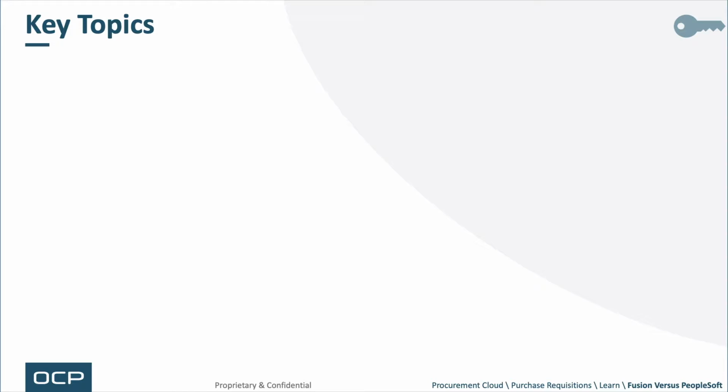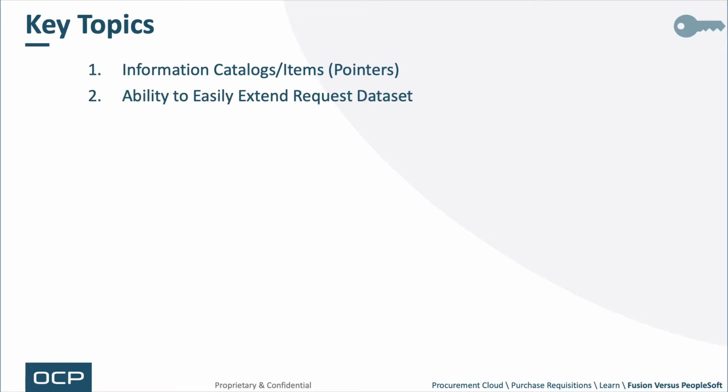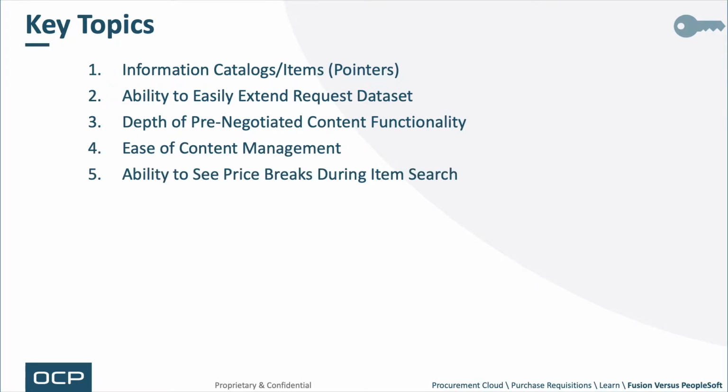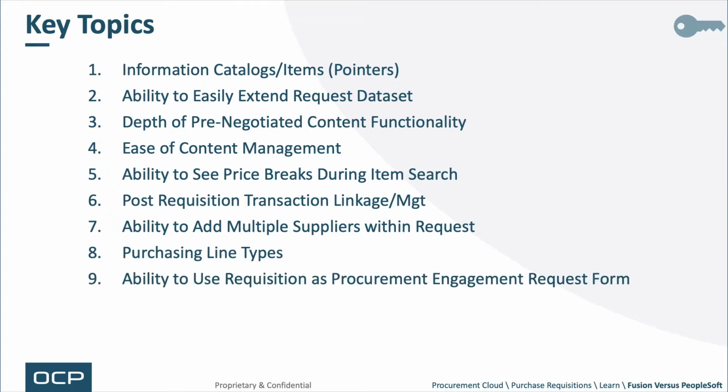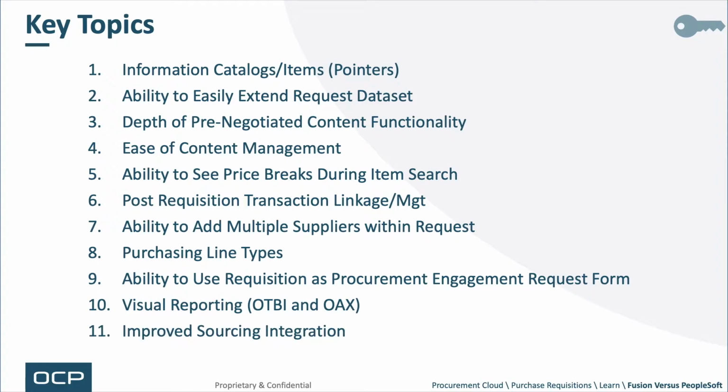Okay, so our key topics for this presentation are as follows. Informational catalog items or pointers, the ability to easily extend the requisition dataset, depth of pre-negotiated content and its functionality, ease of content management, ability to see price breaks during item search, post-requisition transaction linkage, ability to add multiple suppliers within the request, purchasing line types, the ability to use requisition as a procurement engagement request form, visual reporting, so mainly OTBI, what's called Oracle Transaction Business Intelligence, and something called OAX, but we'll just reference the latter. And finally, improved requisition to sourcing integration.